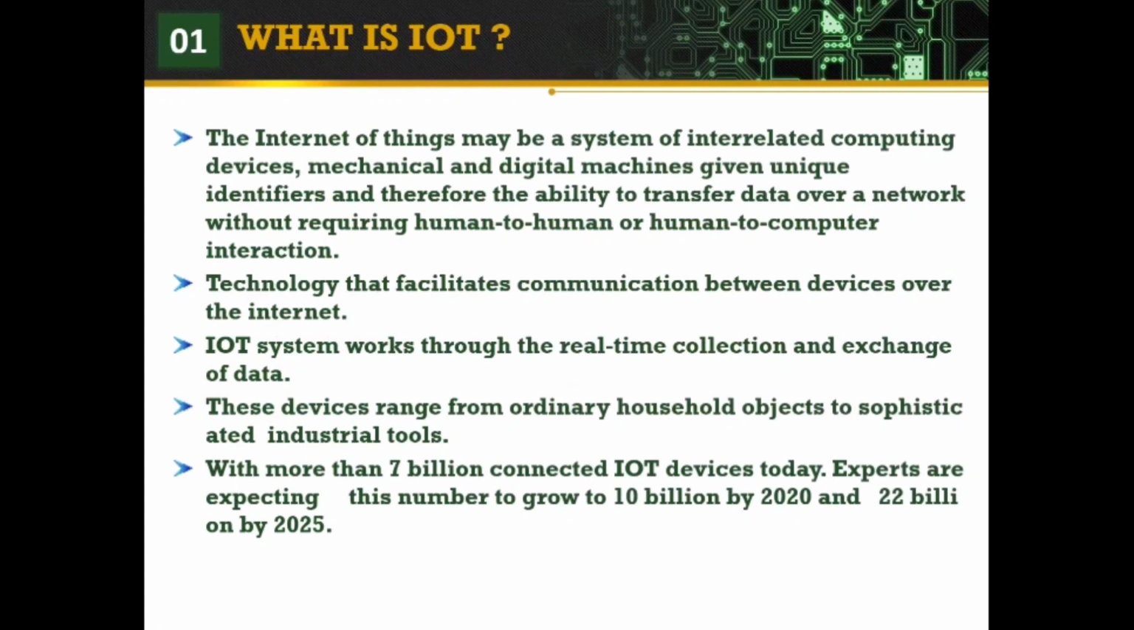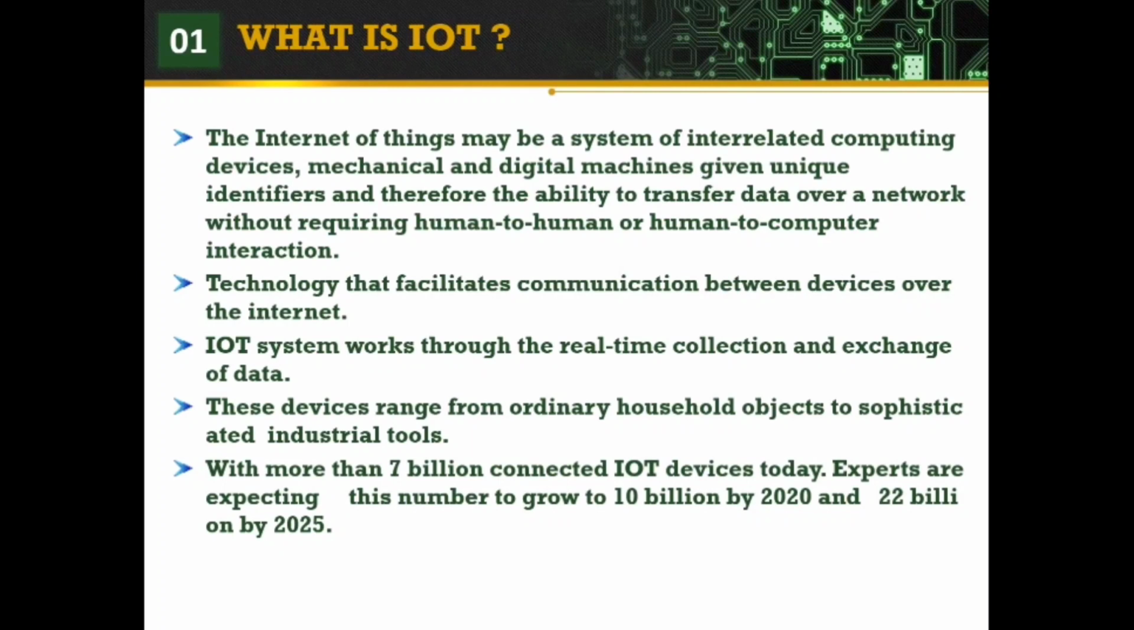Now, what is IoT? IoT, the Internet of Things, is a system of interrelated computing devices, mechanical and digital machines, given unique identifiers and the ability to transfer data over a network without requiring human-to-human or human-to-computer interactions. These are technologies that facilitate communication between devices over the internet. IoT systems work through the real-time collection and exchange of data. These devices range from ordinary household objects to sophisticated industrial tools.